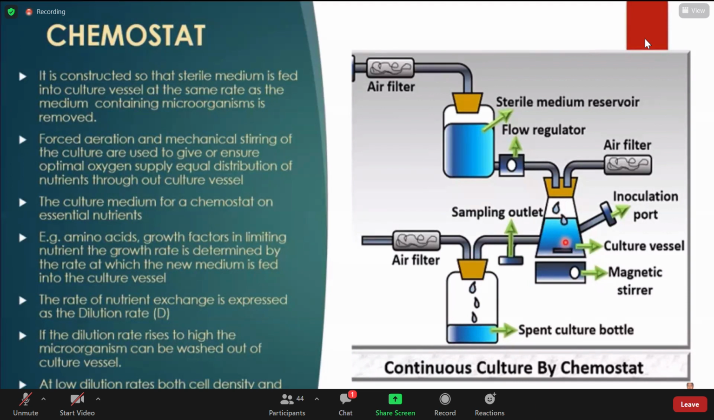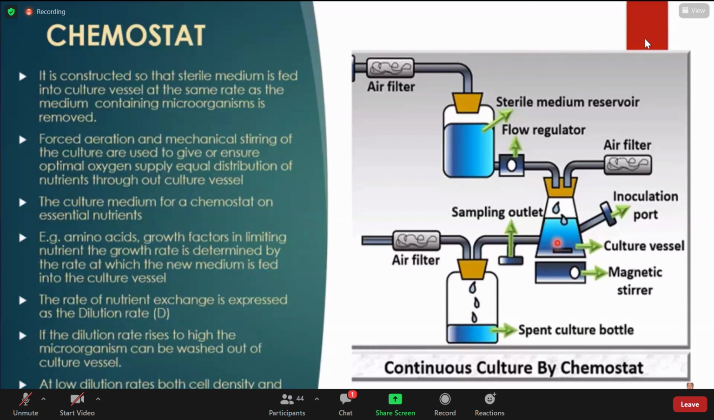That means it should have more nutrients such that more microorganisms are going to be grown. So that's how at a low dilution rate, both the cell density and growth rate are going to be high. If the dilution rate is high, it will be less. That is, microorganism growth will be less. Why less? They are going to be washed off into the spent culture bottle. So this is all about the chemostat, where a chemical substance is going to regulate this continuous culture system, and that is named the chemostat.